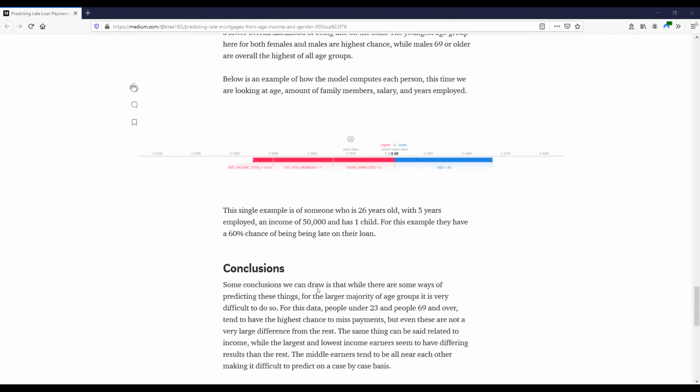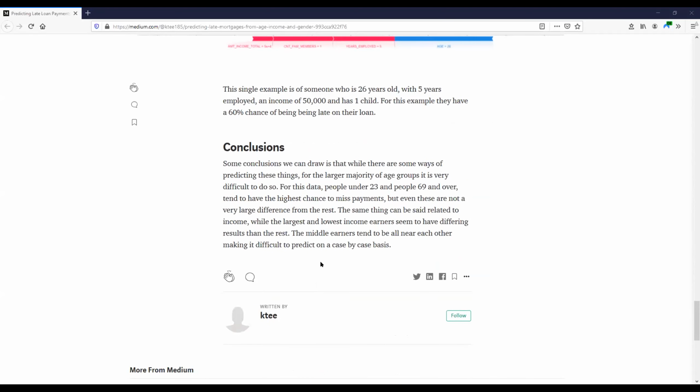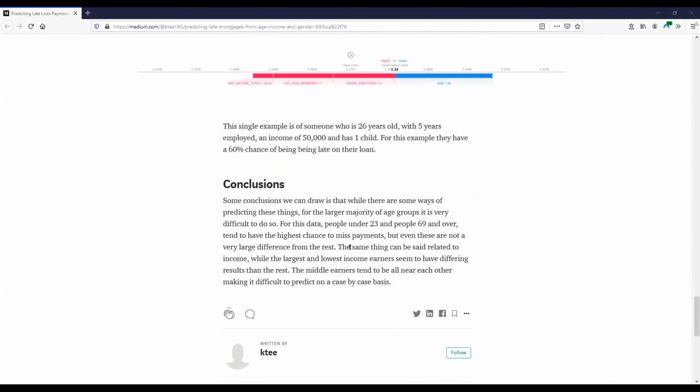In conclusion, it's pretty much hard to tell who is going to be late except for the oldest or the youngest people. The mid earners and mid ages are pretty much close. You can't really tell the difference. That's it.